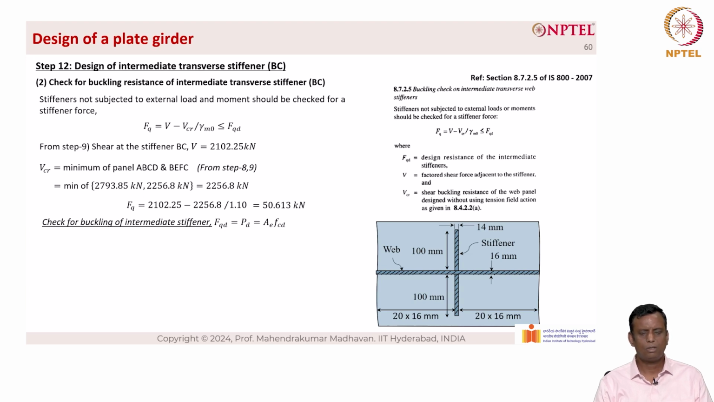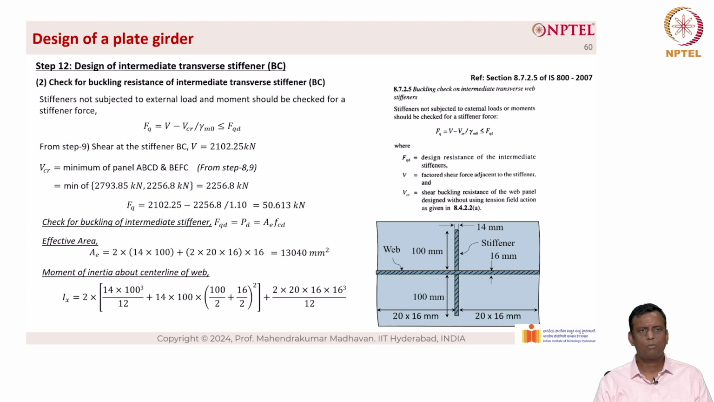So, F_qd equal to P_d equal to A_e into f_cd, and the effective area A_e equal to 2 into 14 into 100, which is the area of the stiffener. 2 is basically 2 stiffeners on either side of the web, plus 2 into 20 into 16, which is the contribution of the web on either side of the stiffener. 2 represents the two sides, 20 into 16 is the length of the web that contributes, multiplied by 16, which gives rise to the area. So, we have 13040 millimeter square as the effective area.